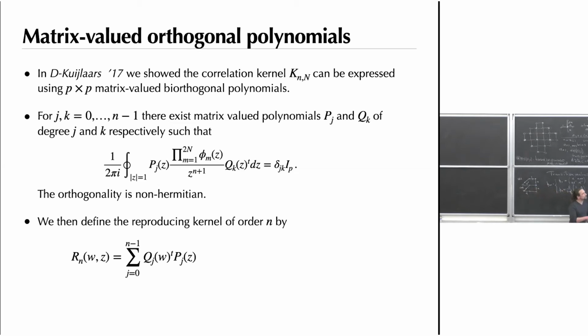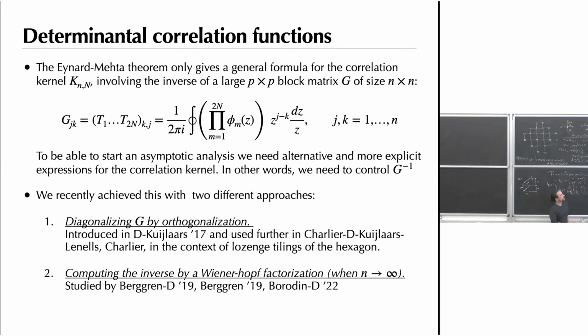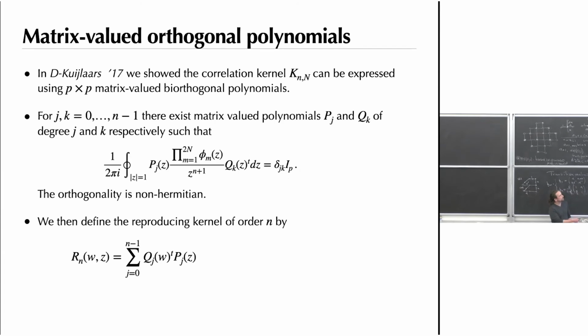You can change your basis by column operations and row operations on the matrix G. Instead of Z to the J minus K, you can change it into general matrix valued polynomials Pj and Qk, and then you can organize it in such a way that it's orthogonal.